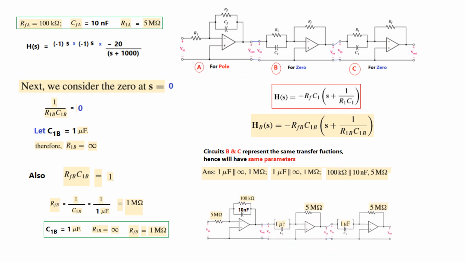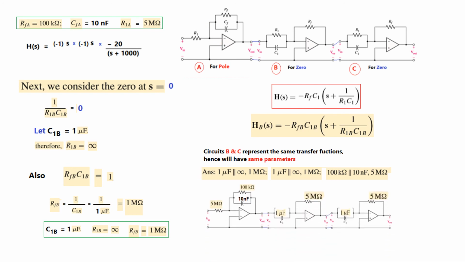So if you want to draw the circuit, I have just drawn it like this. We plug in all the values. For R infinity, I have kept it open. I hope this gives you an understanding of how to solve this synthesis problem. Thank you.